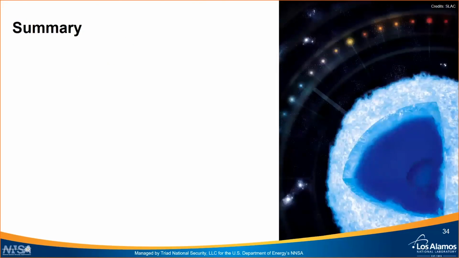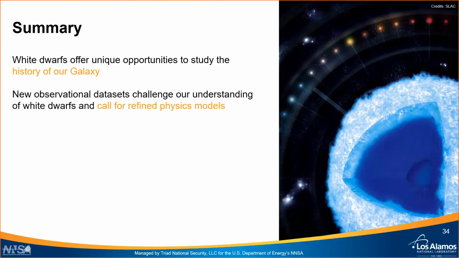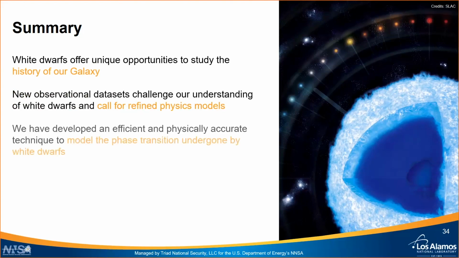So just a quick summary before moving to the questions. White dwarfs are very useful for astronomers because they allow us to measure the ages of stellar populations and better understand the history of our galaxy. But this kind of application depends on accurate white dwarf cooling models, and now we have new observations that tell us that they are not as good as we would like to think they are. So we have to work on the physics of those models.